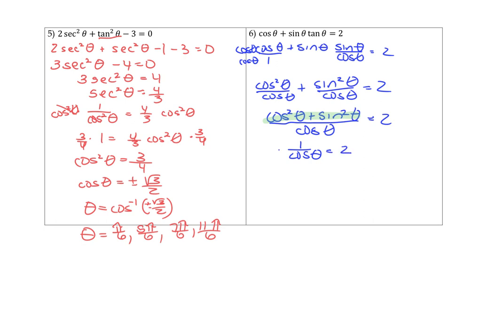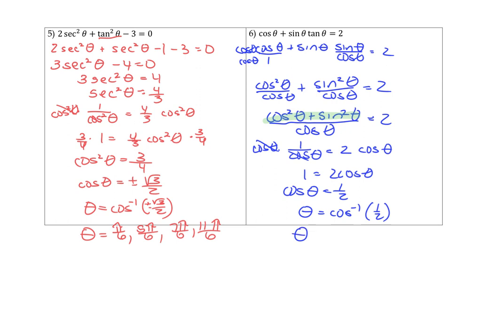Now I'm going to multiply both sides by the reciprocal to get that out of the denominator. So 1 is equal to 2 cosine theta. I'm going to divide by 2, so cosine theta equals 1/2. Inverse both sides. Cosine is positive in quadrant 1 and in quadrant 4, so this is pi over 3 and 5 pi over 3.